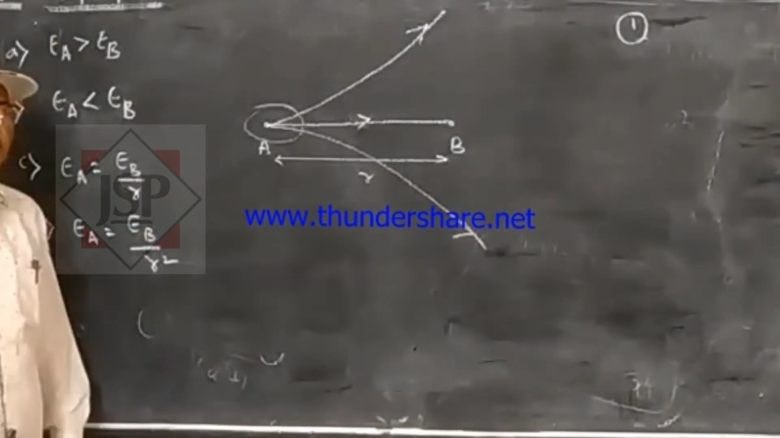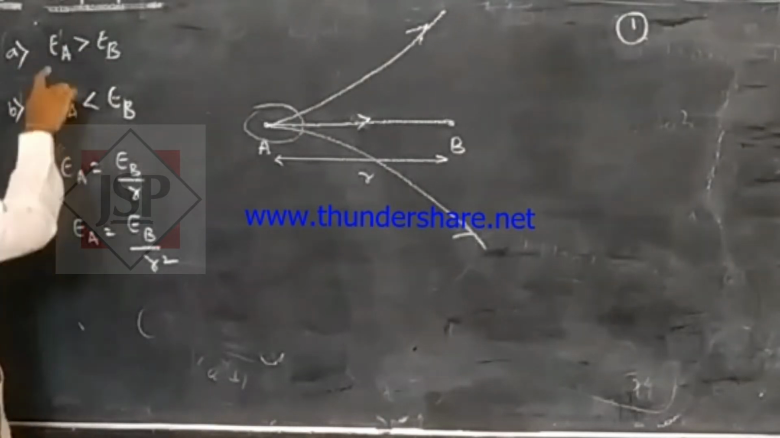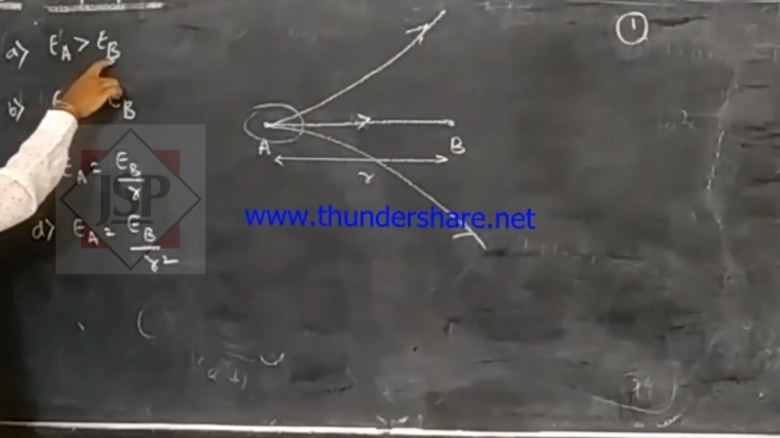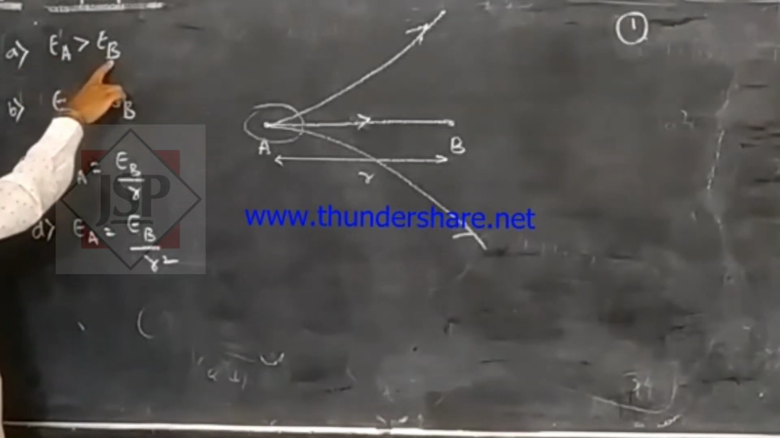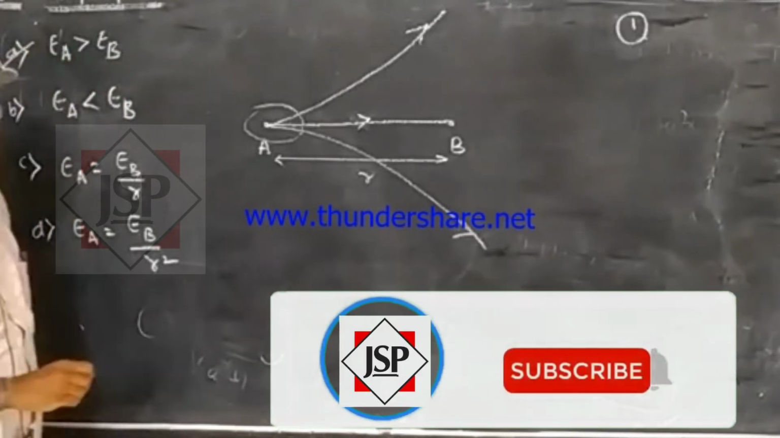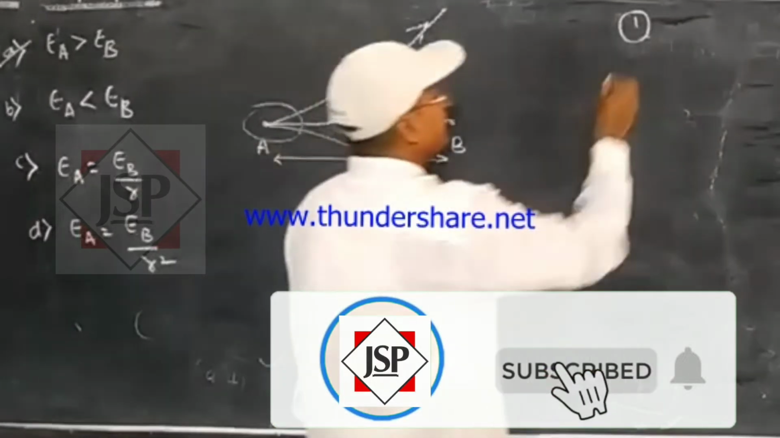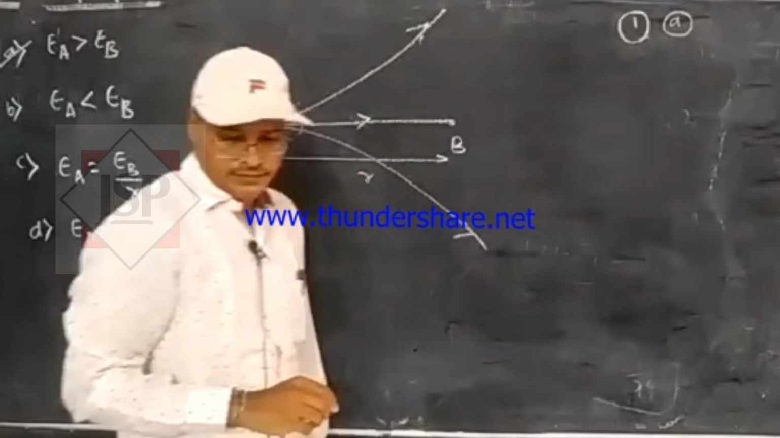Where the lines are crowded, the electric field is greater. Because of that, the electric field at A is greater than the electric field at B. So the answer is option A. I am going to write down all the answers one by one after solving them.